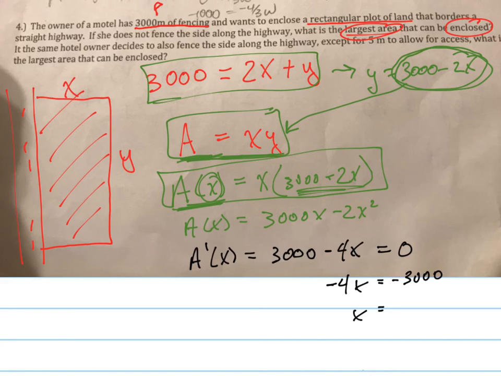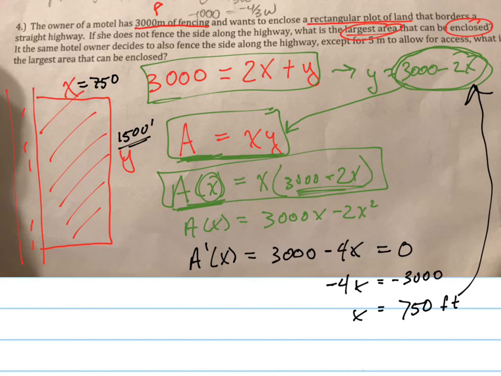what would that be? So you would divide by negative 4. That equals 750 feet in this case. So X is 750, which means Y, if you plug that back in here, to the first, yeah. Yep, Y is 1,500 feet. That one isn't that bad. Yeah, those were easy.